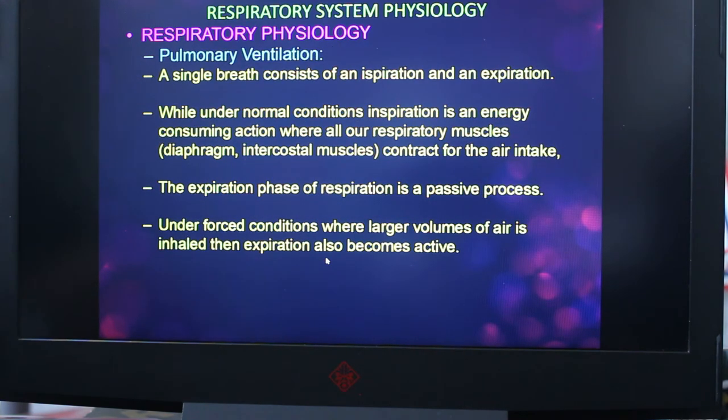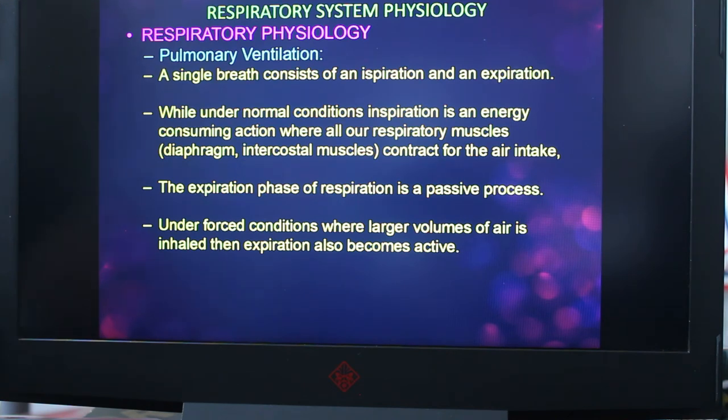In pulmonary ventilation, a single breath consists of an inspiration and an expiration. So we make an inhalation and then we make an exhalation, and this is what we call a single breath. Under normal conditions, inspiration is an energy consuming action where all our respiratory muscles, like the diaphragm and intercostal muscles, contract for the air intake. On the other hand, the expiration phase of respiration is a passive process. Of course, this is not to be forgotten, that it's under normal conditions.